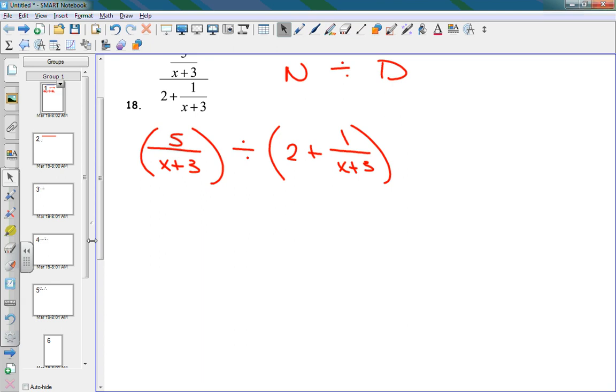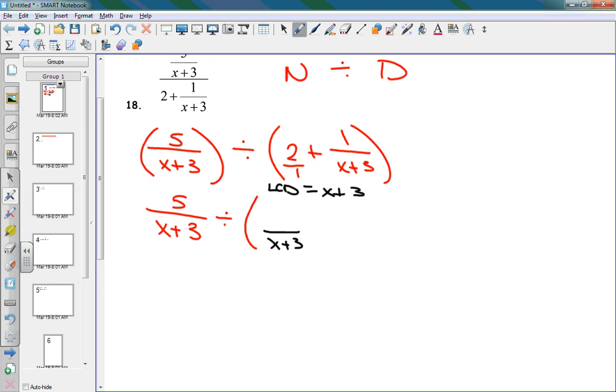How many terms do you see here? 2 terms. I can't do that until I make it one fraction, one term. Do we understand that? So what we're going to do is keep the 5 over x plus 3, and we keep the division sign. We're going to put the 2 over 1, and ask ourselves, what is the LCD between 1 and x plus 3? X plus 3. So what we want to do here is turn this denominator into x plus 3 and this denominator into x plus 3.